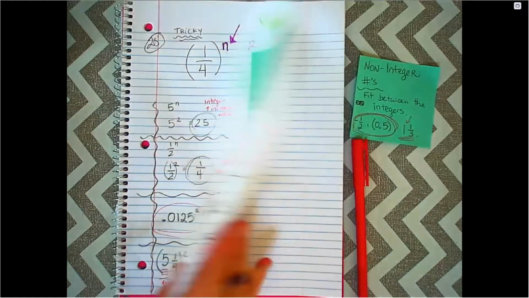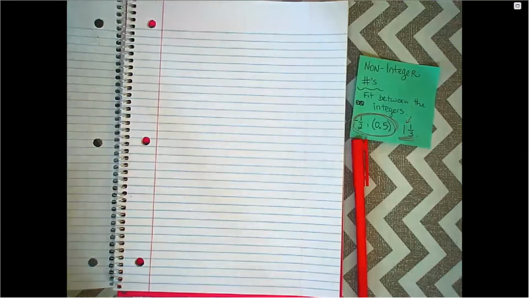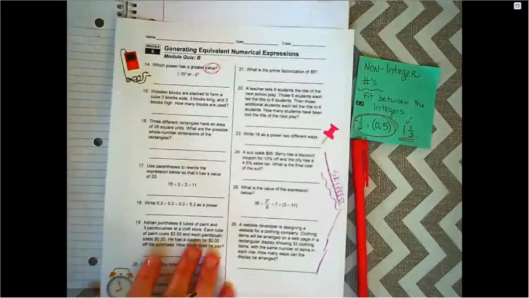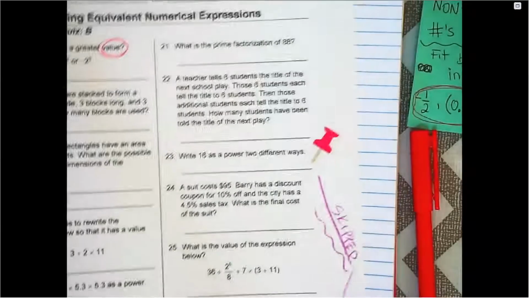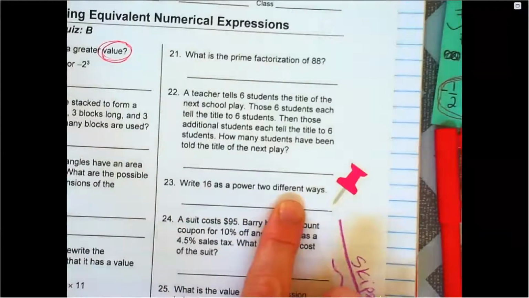All right, so I have one more that I want to show you, and it is number 16 or 23, which maybe I screwed up, which is why the test told me you got it wrong, maybe you didn't. Write 16 as a power two different ways.